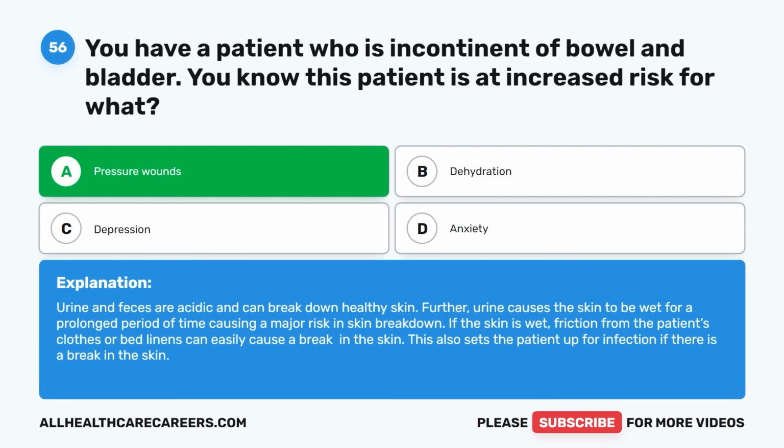Urine and feces are acidic and can break down healthy skin. Further, urine causes the skin to be wet for a prolonged period of time, causing a major risk of skin breakdown. If the skin is wet, friction from the patient's clothes or bed linens can easily cause a break in the skin. This also sets the patient up for infection if there is a break in the skin.